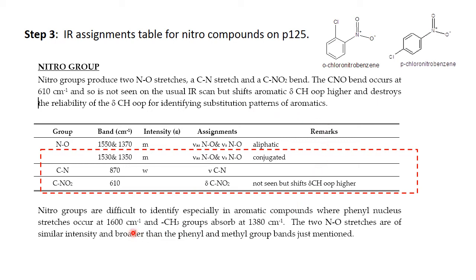Another note of caution here is that nitro groups absorb in the same region as aromatic compounds, where the phenyl nucleus absorbs at 1600, 1580 and 1500. Notice we have the NO asymmetric stretch. And then if you had methyl groups in your compound that have symmetric bends at 1380, that's very close to the 1350 symmetric stretch of the NO group. So there may be some conflict there. However, these NO stretches tend to be broader, and with some care they can be identified and distinguished from these other groups.